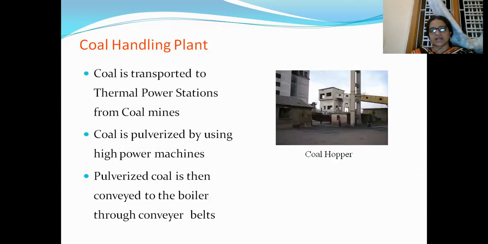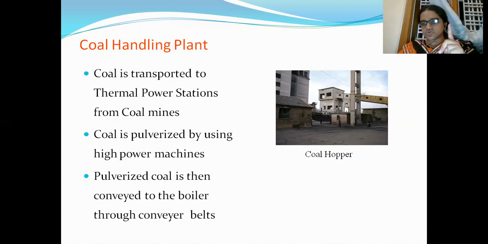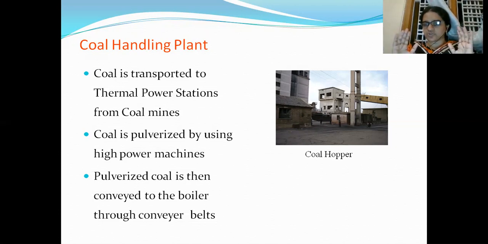What is a coal handling plant? Here they have given a photo of the coal handling plant. I told you that there are two plants. One is the coal storage plant, the second is the coal handling plant. The first, the coal storage plant, means you dig the coal from the mines, transport it, bring it, and store it in a proper place. Proper place means the area should be dry.